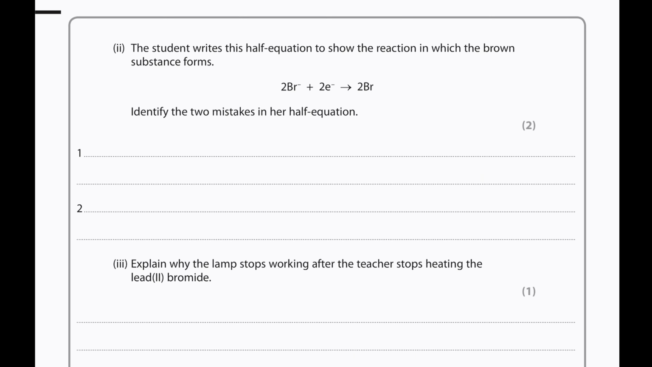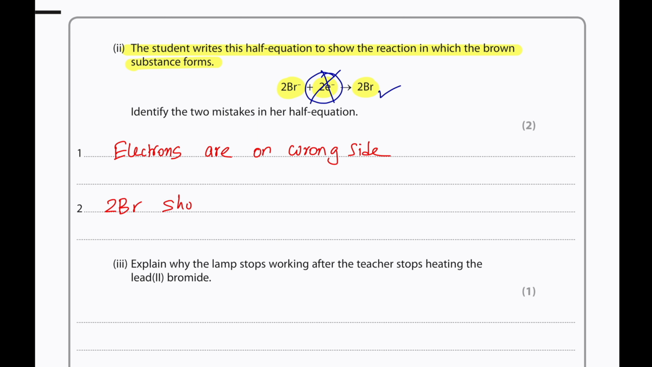It is lead. The student writes the half equation to show the reaction in which the brown substance forms: 2Br⁻ + 2e⁻ produces 2Br. This is a wrong equation. Identify two mistakes in her half equation. One of the mistakes is she has added 2 electrons, which must be taken out, and the other one is bromine is diatomic.